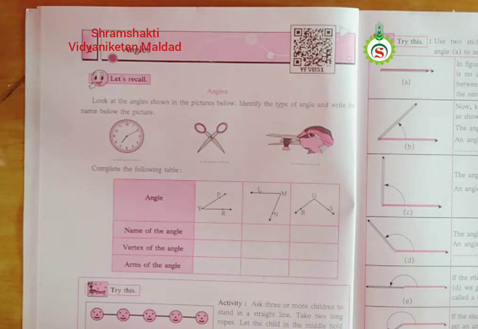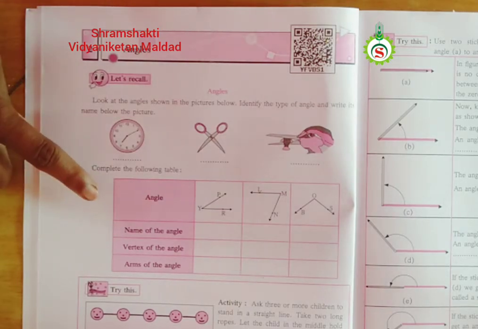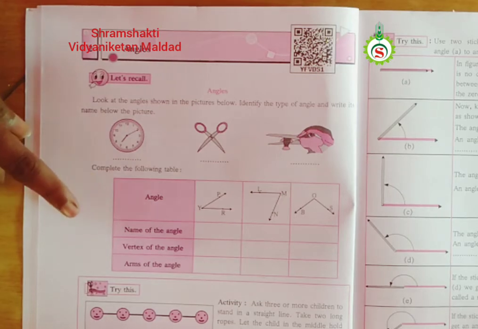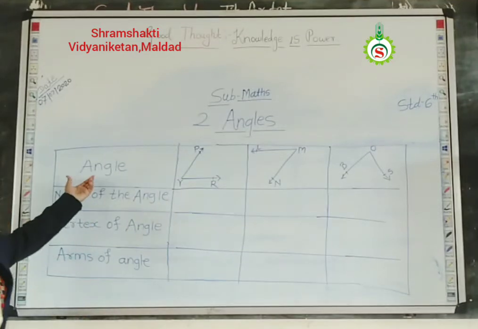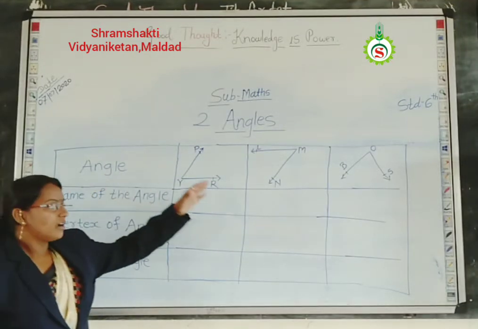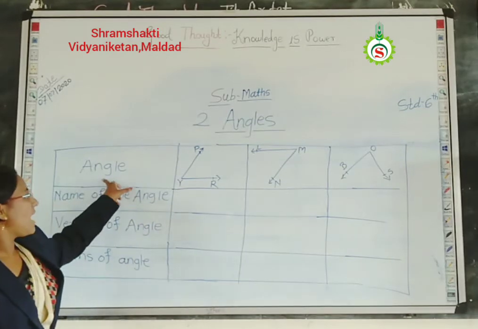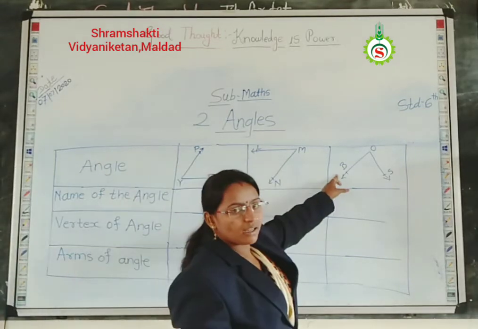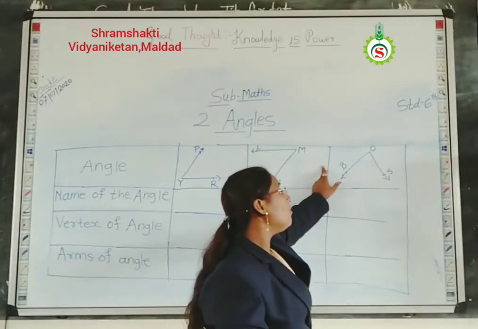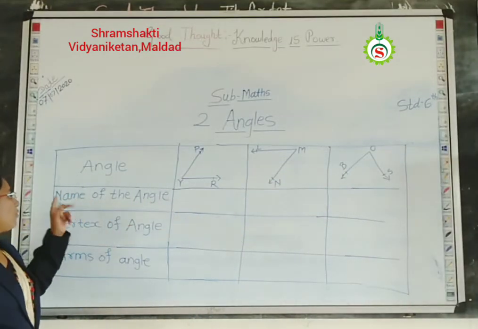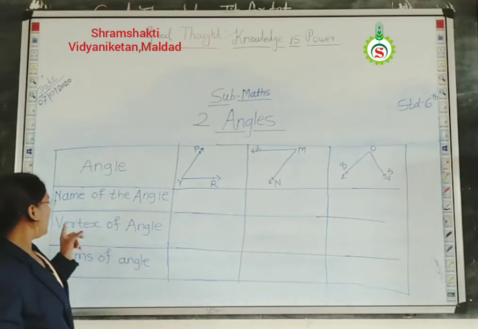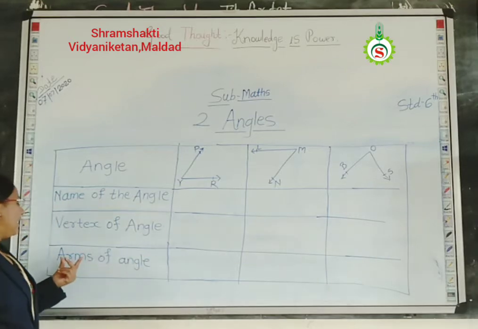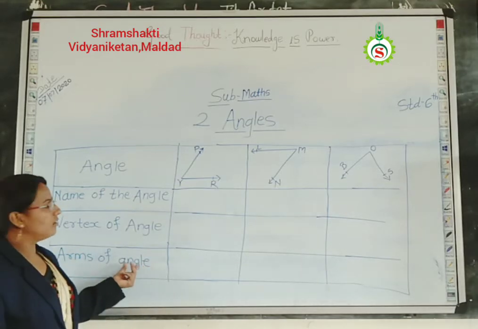Now we have to complete this table. I will draw this table on the whiteboard and explain it. Students, you have to complete this table. In this, there are different angles on this side, and different angles have different names. First, you have to write the name of the angle. In second, you have to write the vertex of the angle, and third, the arms of the angle.